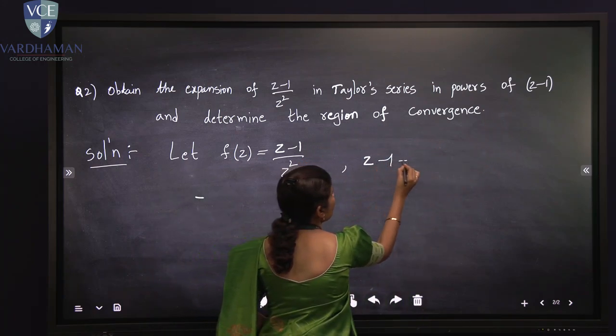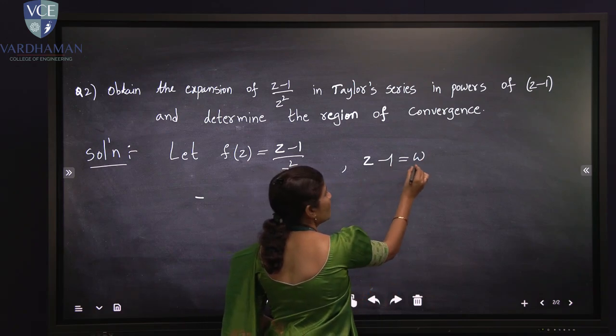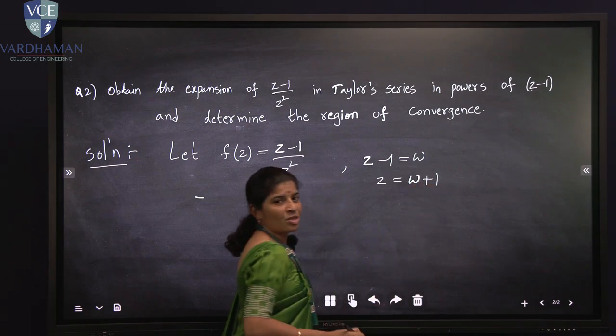that is, here I will consider the z minus 1 value equal to w, that is, if we consider z minus 1 equal to w, then z equals w plus 1.